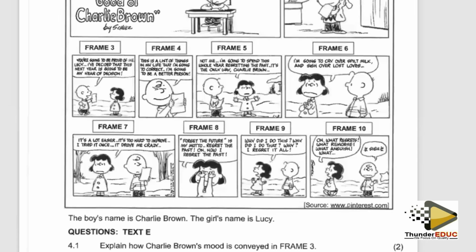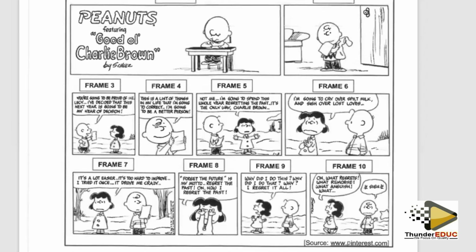All right, so we have good old Charlie Brown. When we are talking about visual clues, we are talking about their body language. We're talking about their facial expressions. Those are our visual clues. We're talking about the movement lines. We're talking about the caricature. But when we're on verbal clues, we're going to talk about the font. We're going to talk about the diction that is used. We're going to talk about the punctuation that is used. Those are what we call verbal clues.